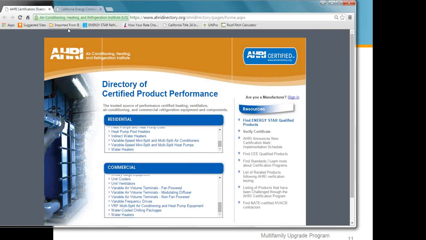With the HRI database, if you try to put too much information in, you won't be able to find what you're looking for. So start off with just the brand or the manufacturer, and you can search through that way.